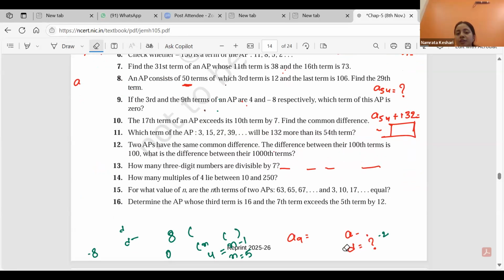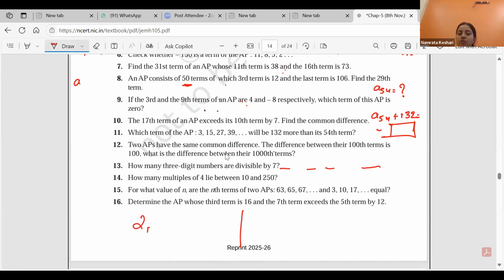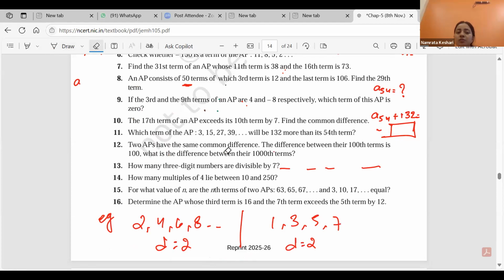Suppose you are having a sequence of even numbers, that is 2, then 4, then 6, then 8. Here the common difference is 2. And suppose you are having another sequence where 1 is there, 3, 5, 7. So again the common difference is 2. Can you see that in both cases the common difference is the same? Yes, ma'am. This is completely normal. We can have two different AP, but the common difference can be the same.